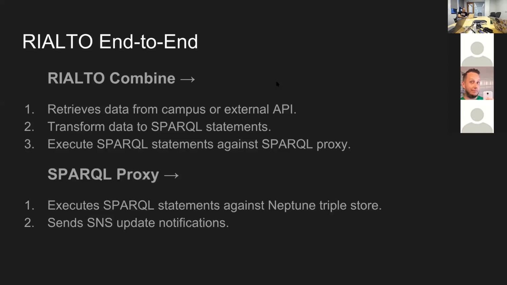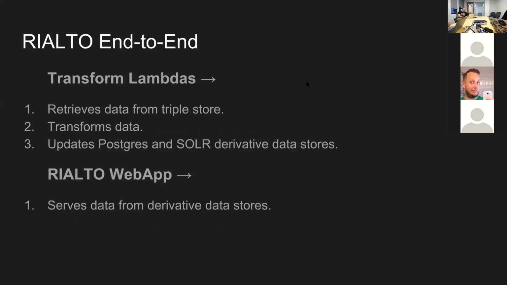Our SPARQL proxy stands in front of our Neptune triple store, which is an RDF triple store. It executes the SPARQL against that and then sends SNS update notifications down the pipe. Those SNS notifications are consumed by, they would be consumed, but I cannot seem to move to the next slide. All right, there we go. They are consumed by what we call our transformation lambdas.